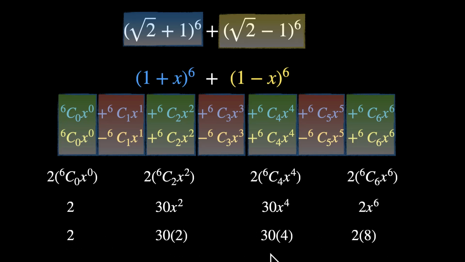30 times 2, 30 times 4, which means 30 times 6, that's 180. Plus 16, that's 196. Plus 2, that's 198. So when you expand this and simplify, your answer is 198. And this is how you deal with irrational coefficients.